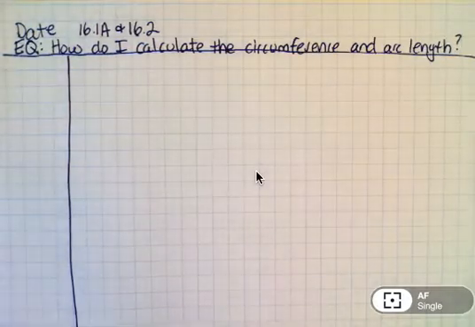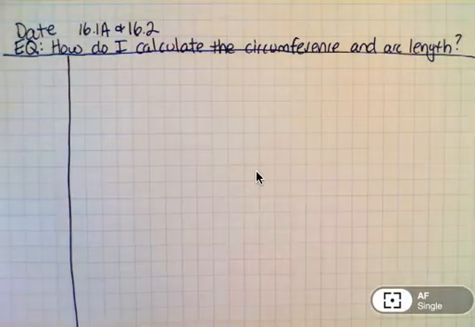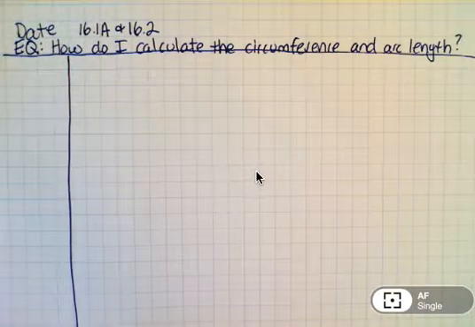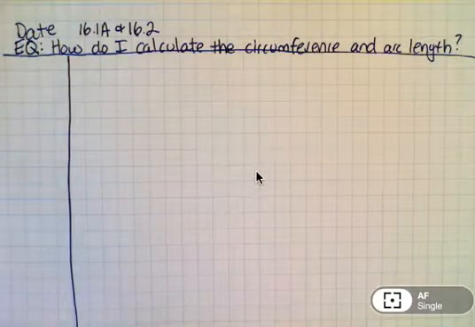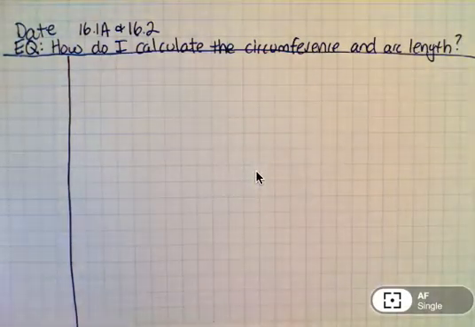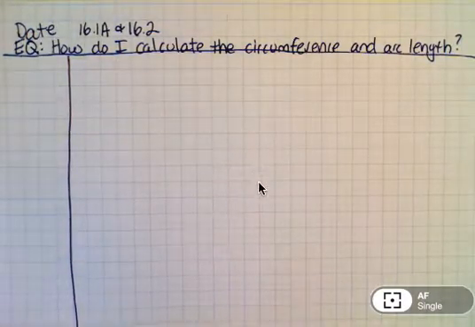So this is 16.1a, I'm calling it because we're only doing half of it, and then 16.2 out of your textbook. And the essential question is, how do I calculate the circumference and how do I calculate arc length? So go ahead and pause if you need to get your notes set up. Just a reminder, all this stuff, including the table of contents information, is on your assignment sheet.